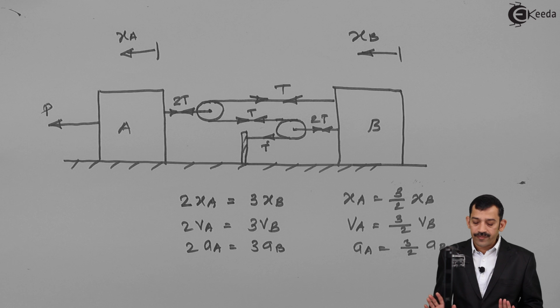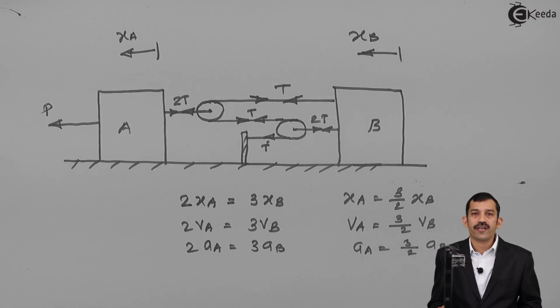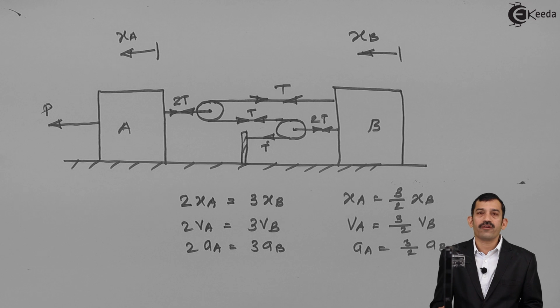First thing we have done: when any string is passing over pulleys and connected to given blocks or bodies, and that pulley is immovable, then their displacement, velocity and acceleration remain the same. But if a string is passing over a movable pulley, then we will find the relation between accelerations as we just discussed. Thank you.